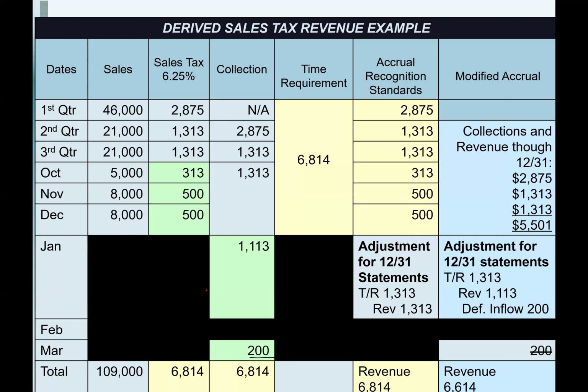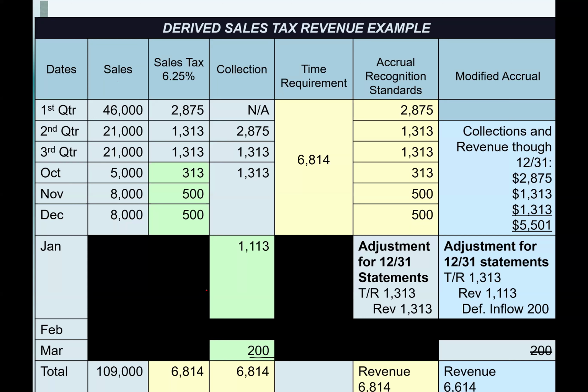So we have the sales taxes. I'm assuming, again, a calendar year, so the first quarter is January, February, March, and so forth. And this government collects the sales taxes in the next quarter. So the reason NA is up there for the first quarter is they would be getting money in that was for the previous year, and we're not going to consider that here. So you get your first quarter money in the second quarter, that's when it's collected. Now you take the 46,000 of sales. I'm using this 6.25 tax rate.